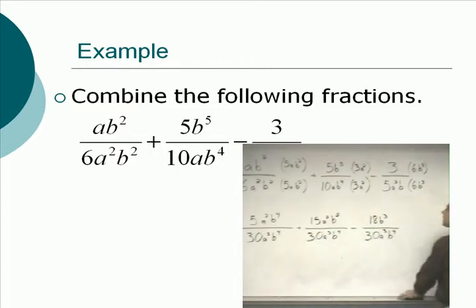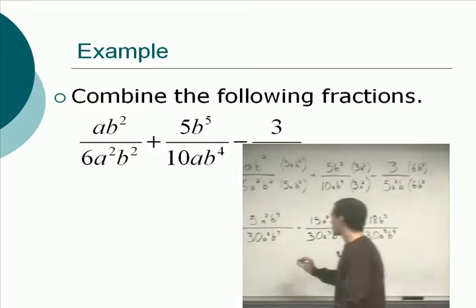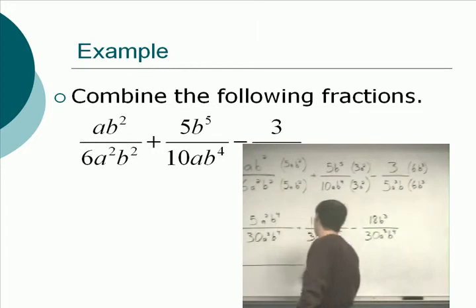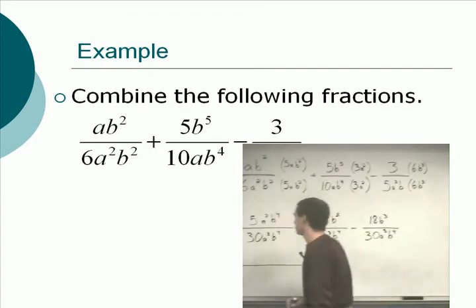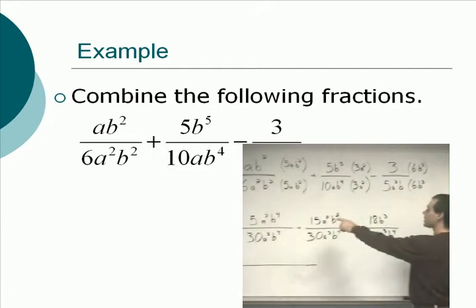Okay, now we've got our three terms with a common denominator. We're good to go. We can go ahead and combine them now. So we can put it all over one fraction. This becomes five a squared b to the fourth.